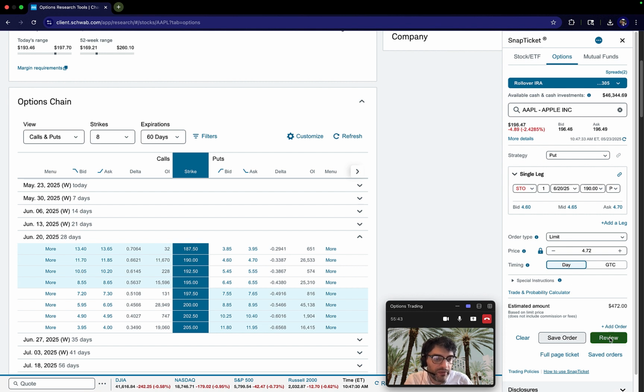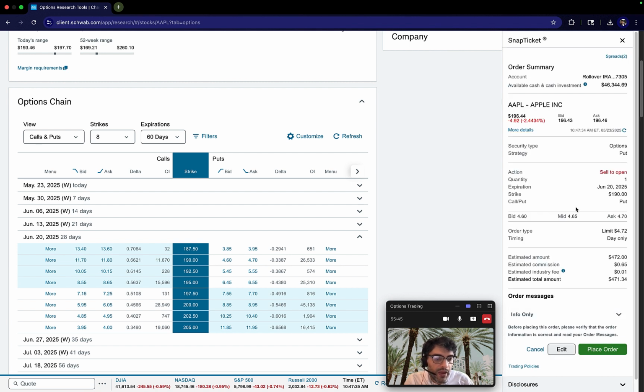Okay, and now we're going to click review. And this is the review screen. It basically tells us all the information that we just input. So again, we want to make sure that we're doing a put, right? We're writing a cash secured put. Okay, we are choosing the $190 strike. The expiration date is June 20th, and we're selling to open.